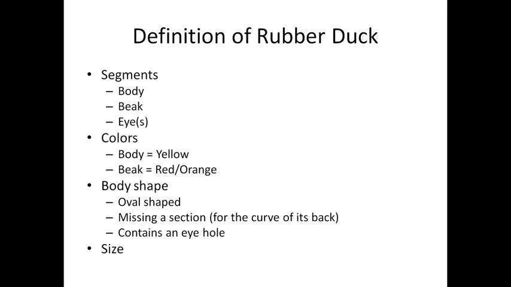It is an oval shape. It is missing a section, so the curved back will kind of cut out a section of that oval, and it will contain a hole in it for the eye. And each of the segments, the size is considered. For this example, eyes are defined to be at least 20 pixels, beaks are defined to be at least 100, and bodies are defined to be at least 500.